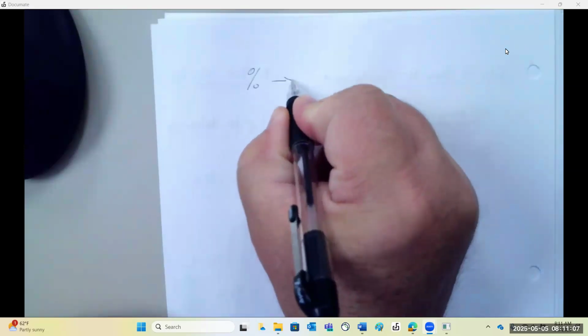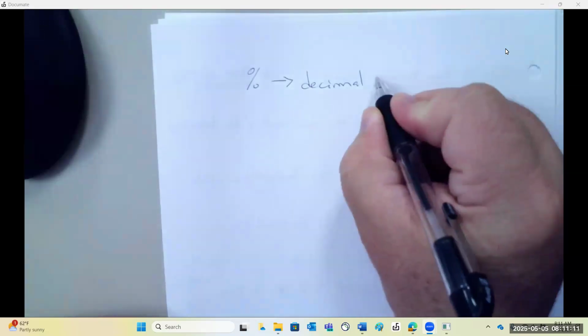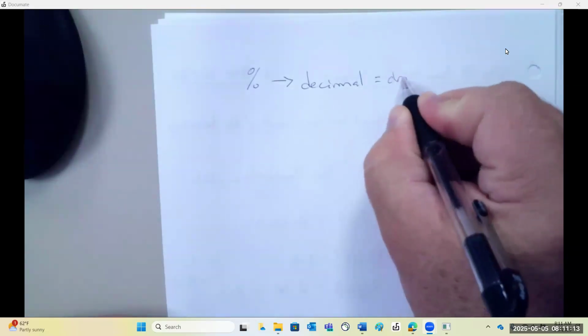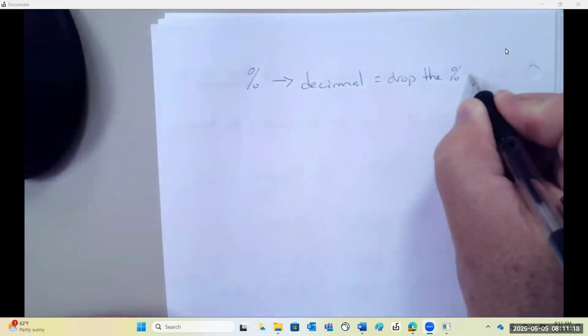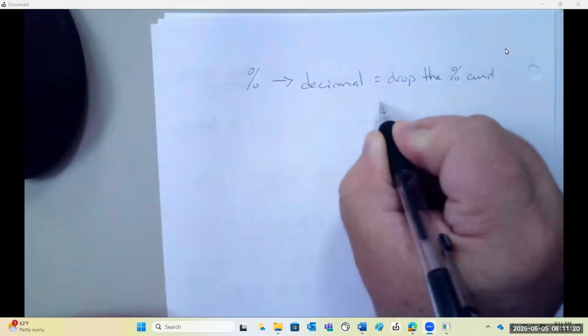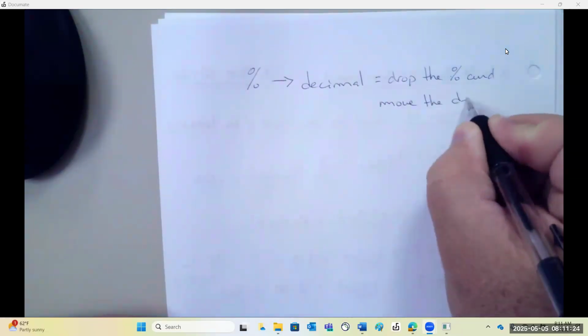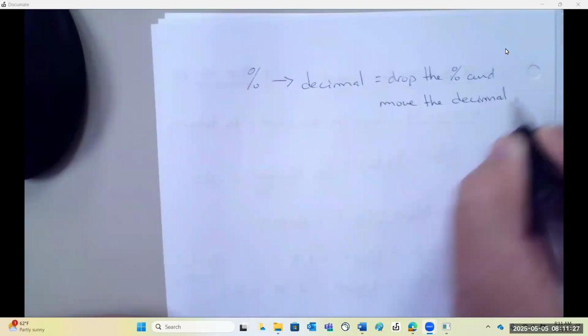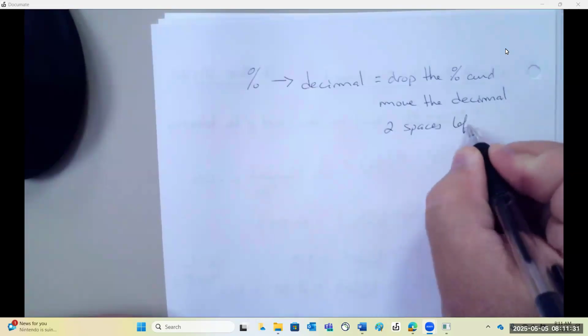So that's where you put the rule down. From percent to decimal: drop the percent and move the decimal 2 spaces left.